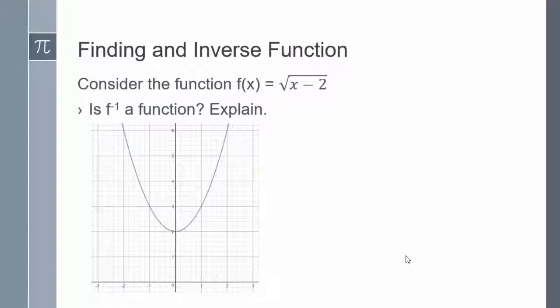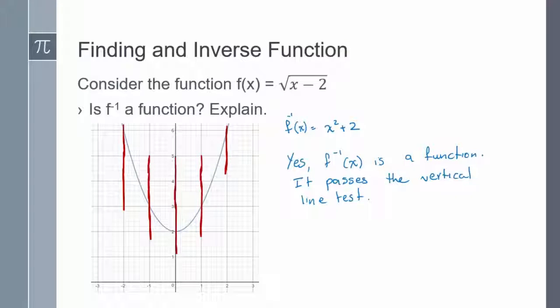Is the inverse of the function f of x equals square root of x minus 2 a function? Explain. The inverse of the function is a function because it passes the vertical line test. Notice that in the vertical line test, each one of the points on the inverse of the function passes the vertical line only once.